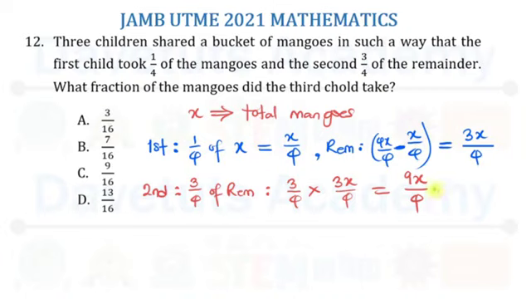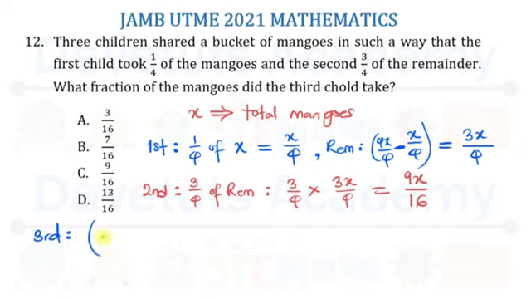That is what? No, not over 4. 4 times 4 is 16. We have 9x over 16, okay? So now the question we are being asked, having gotten the portion that the first child took and the portion that the second child took, we are being asked, what is the portion that the third child took?